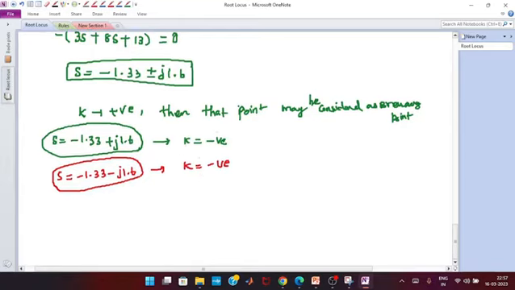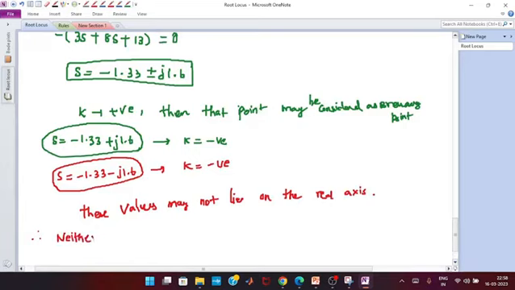Since the k value is negative, these values may not lie on the real axis. Obvious, right? If it is a complex pole, obviously it may not lie on the real axis. Therefore, this closed loop transfer function has neither a breakaway point nor a break-in point. So this is step number 4. This is very, very important, right? I hope you can understand.